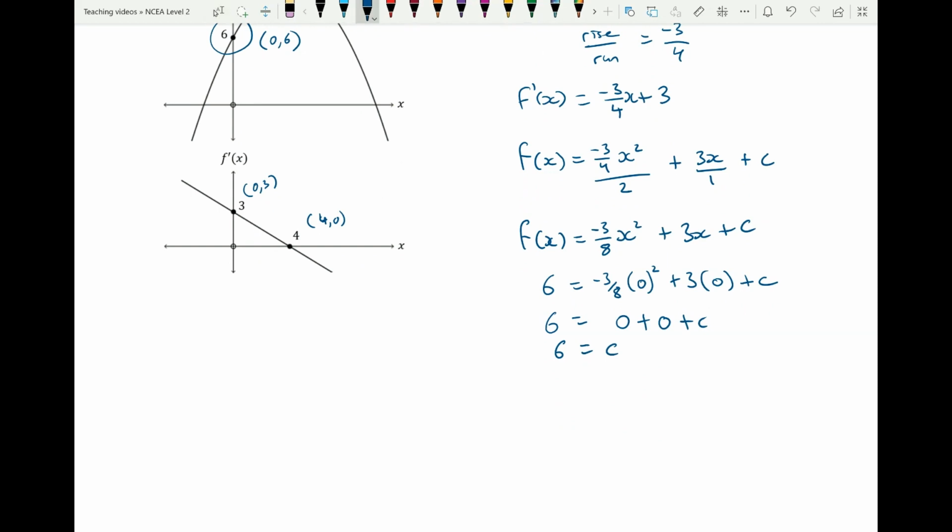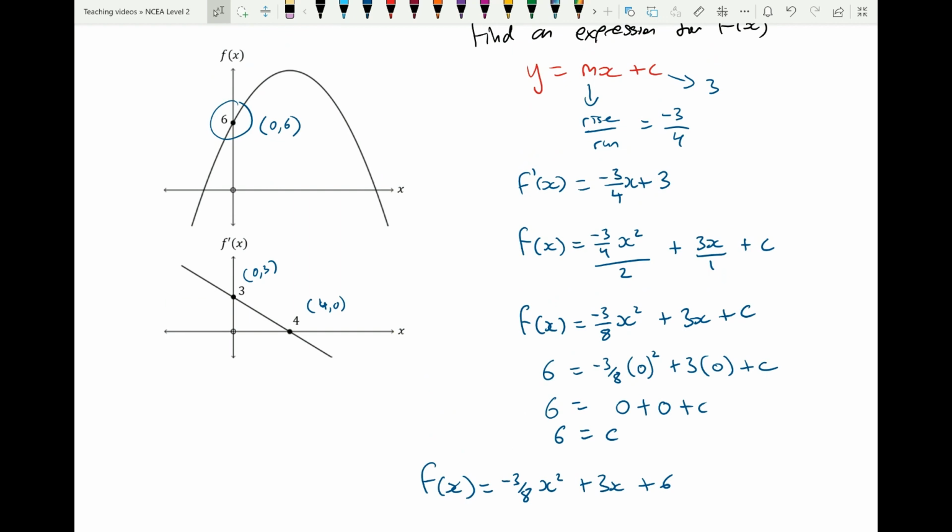And that means that f of x is -3/8 x squared plus 3x plus 6. And that is the answer. We've found the expression for f of x. So again, this is a merit question, so you'd get achieved for doing the integration. So if you got to this stage, that would be achieved, and then merit for getting the answer.